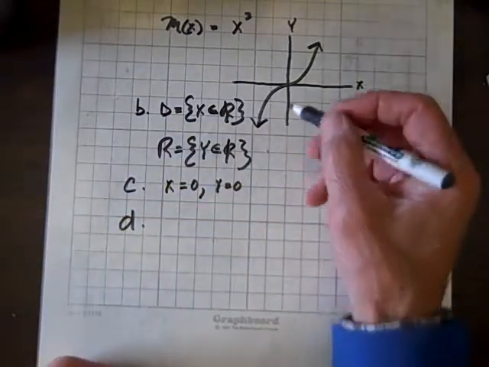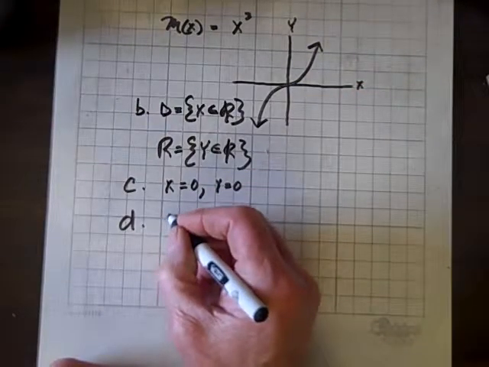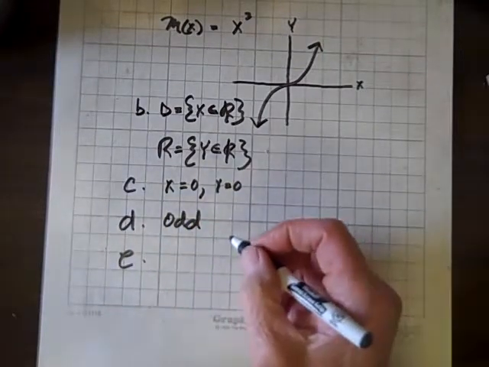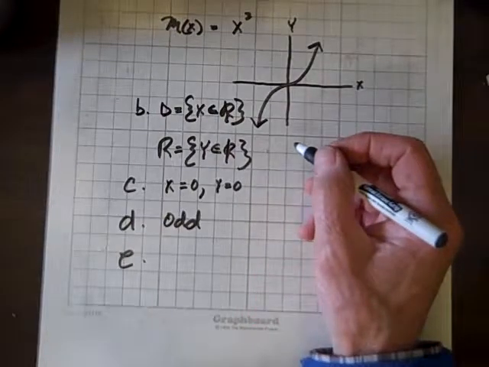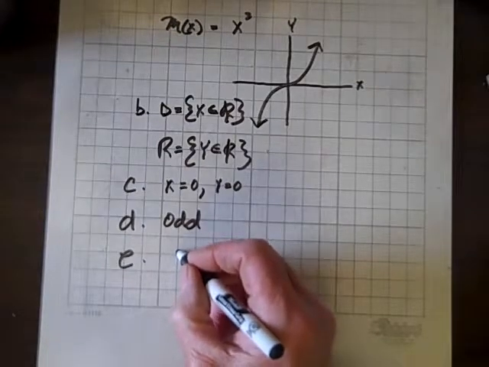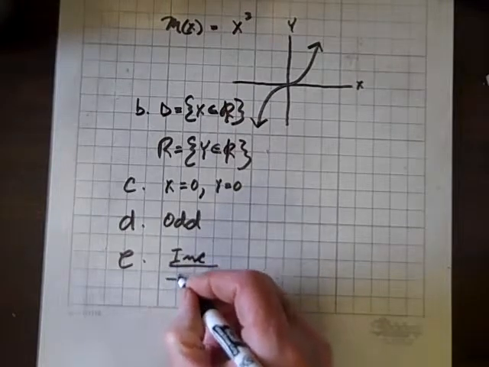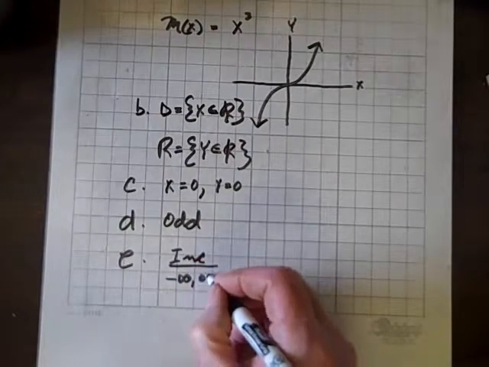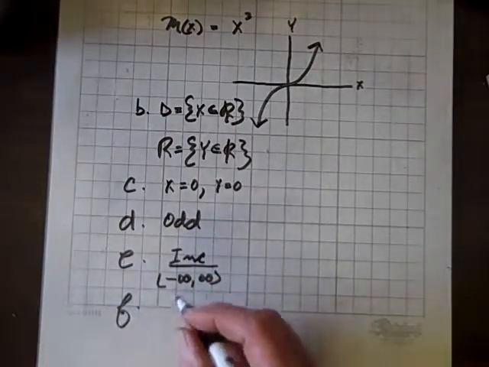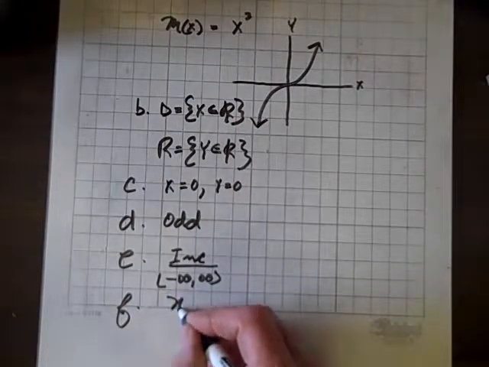As we said, this function is symmetric about the origin, so it is odd. As to increasing and decreasing, this function is increasing on the interval negative infinity to infinity. And finally, there is no absolute max or min. None.